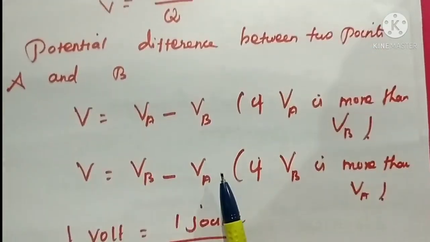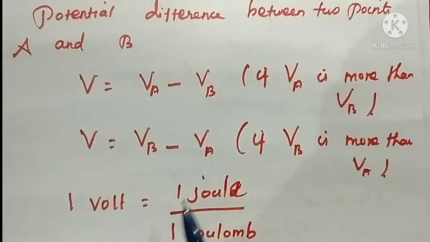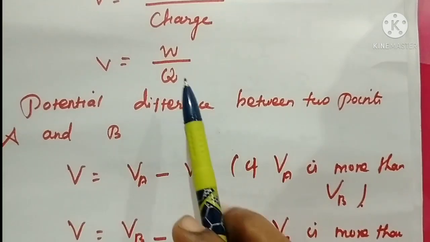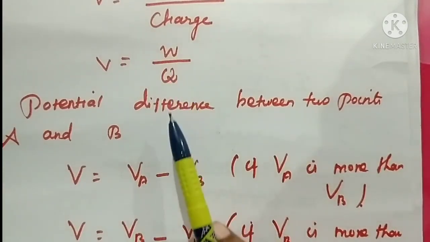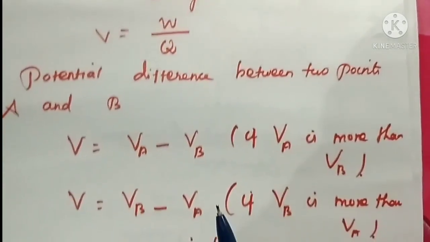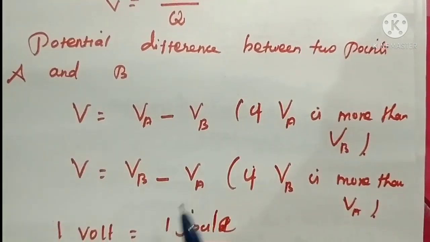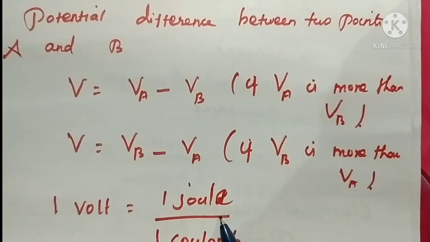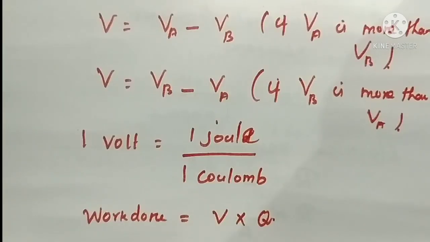Now we are going to discuss the unit. What is 1 volt? 1 volt is equal to 1 joule by 1 coulomb. Why is it 1 joule? Because the unit of work done is joule, and the unit of charge is coulomb. So we can define 1 volt: if 1 joule of work is done to move a charge of 1 coulomb.